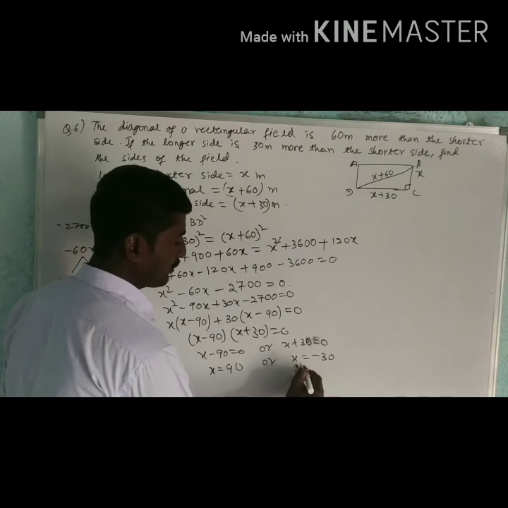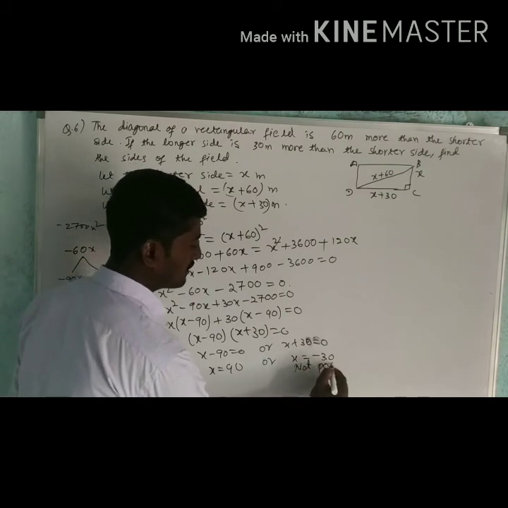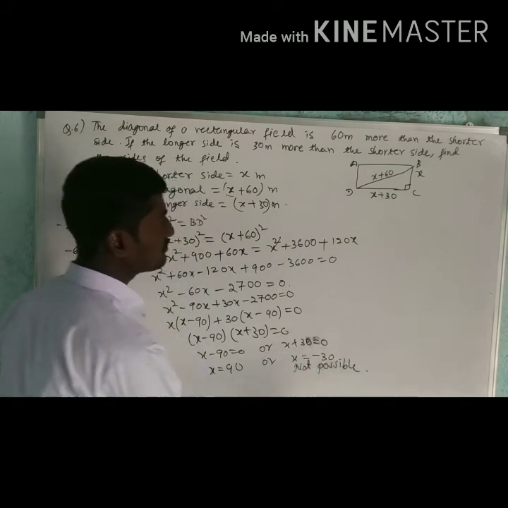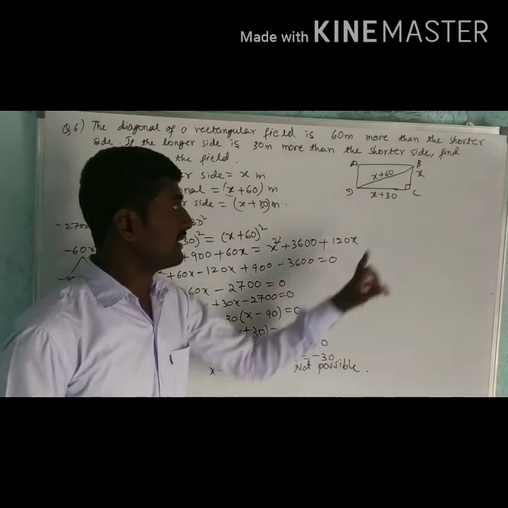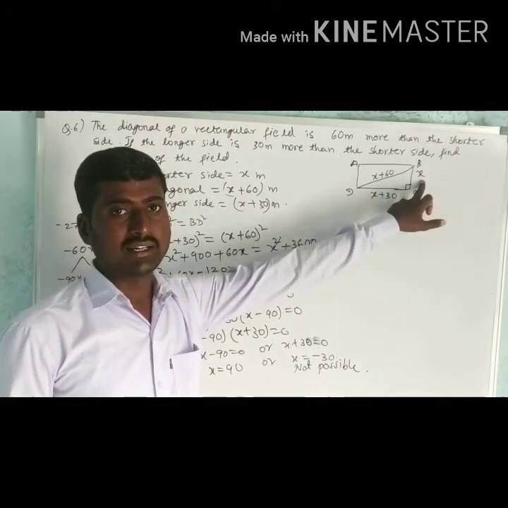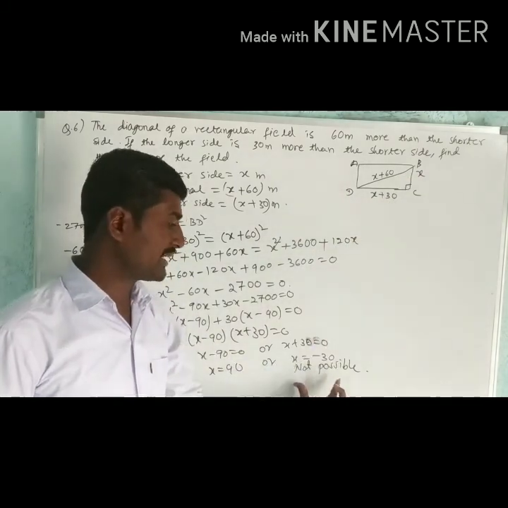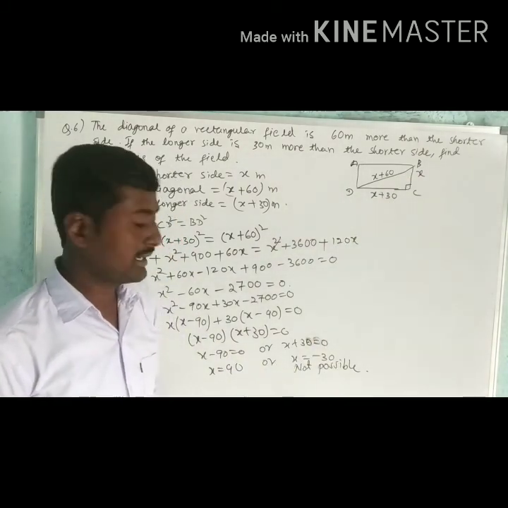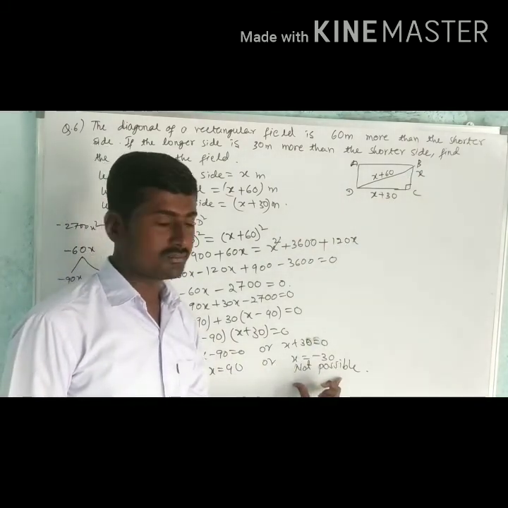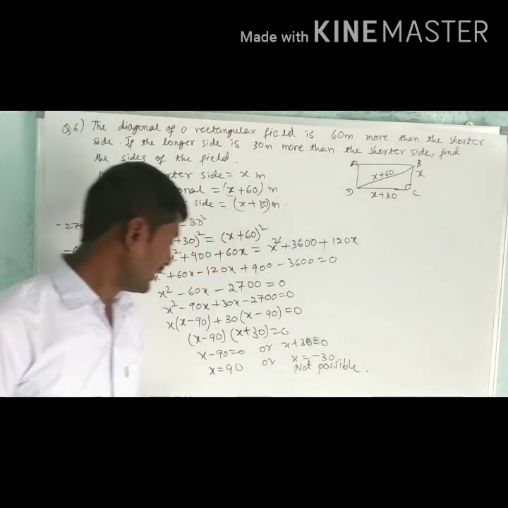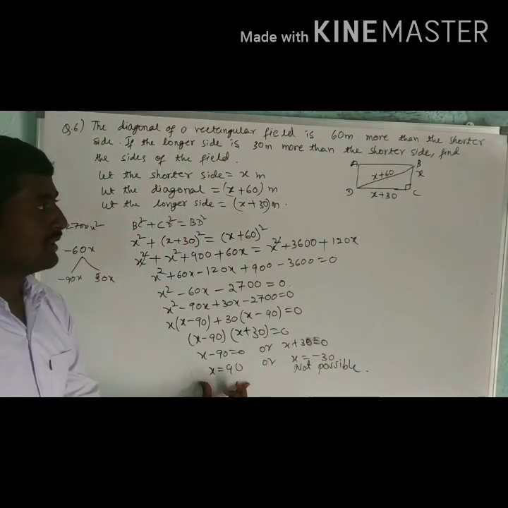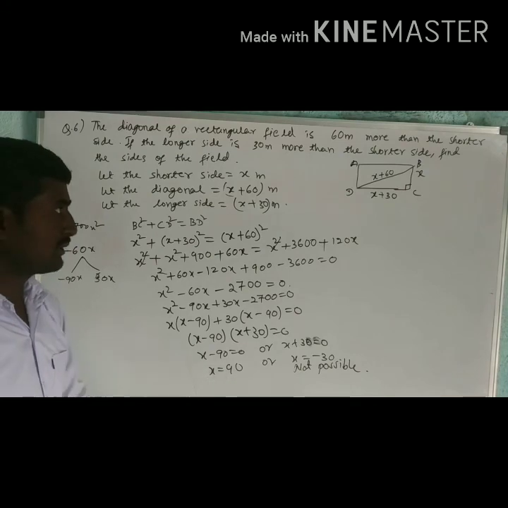This is not possible. Why? Because x here is nothing but the side of the rectangular field. The side of the rectangle cannot be negative. So it is not possible. Now come here, x equals 90. So only x equal to 90 is possible.